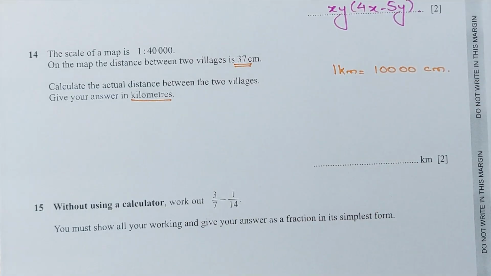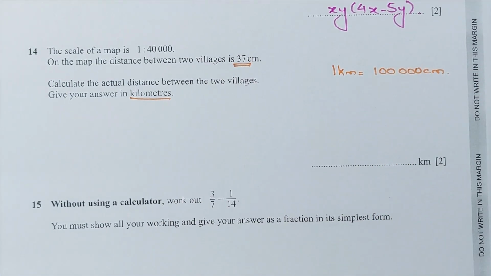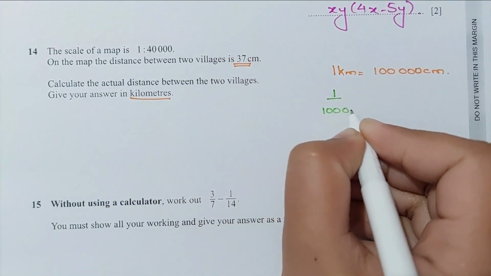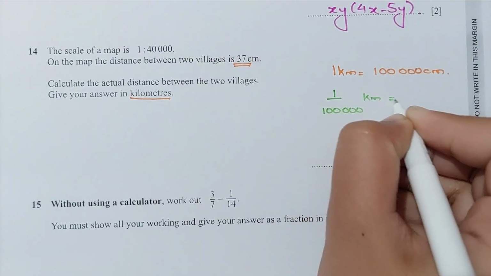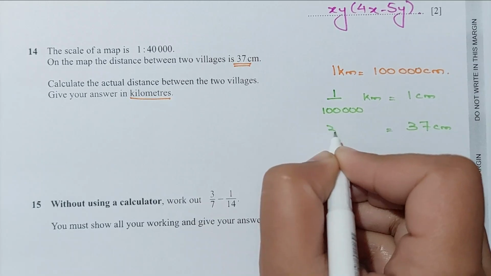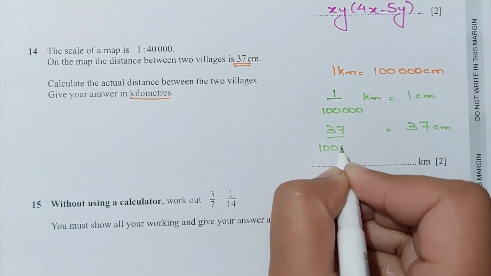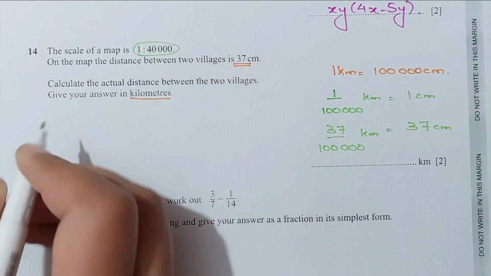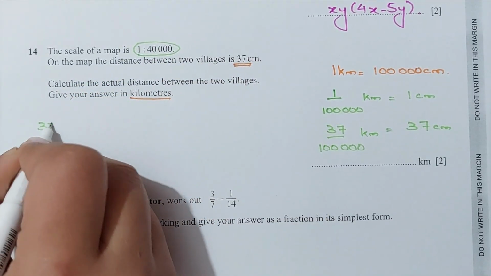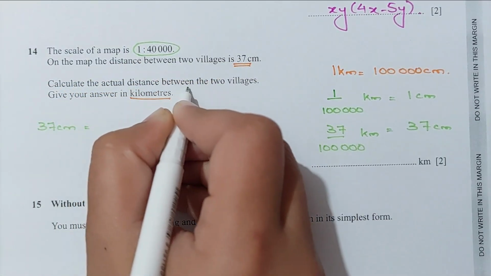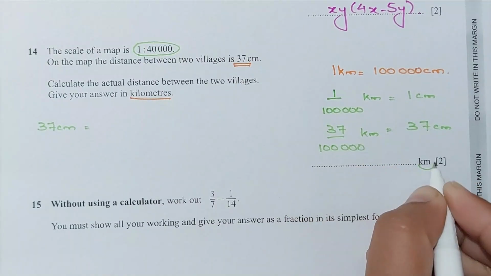All right. So it is 100,000, adding one more zero, right? All right. So we have to find: 1/100,000 kilometer equals 1 centimeter. What is 37 centimeters in terms of kilometers, which is 37 out of 100,000 kilometers. And this map scale drawing is already given. So 37 centimeters is the distance between the two villages. We have to find the actual distance between two villages in terms of kilometers.